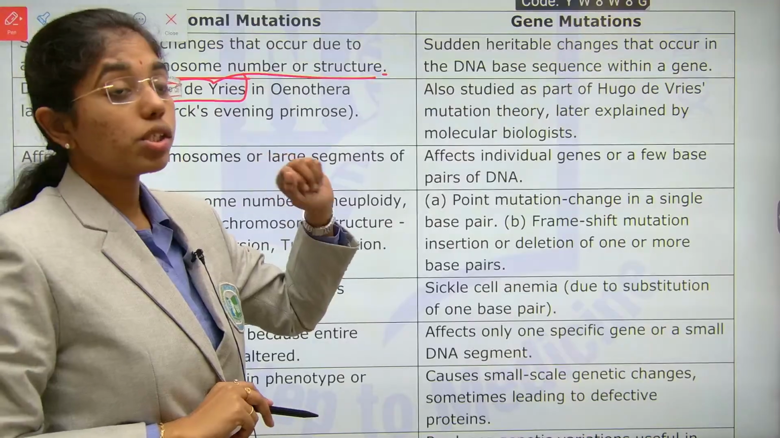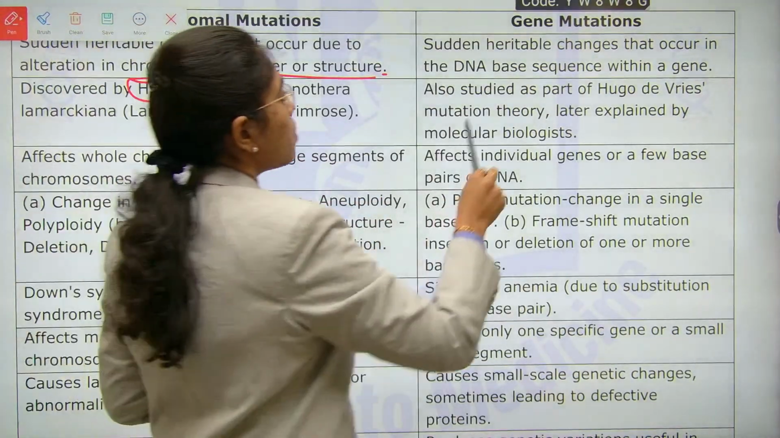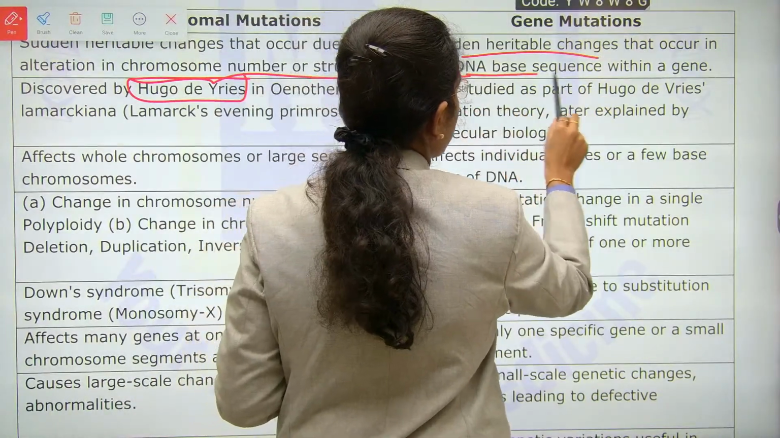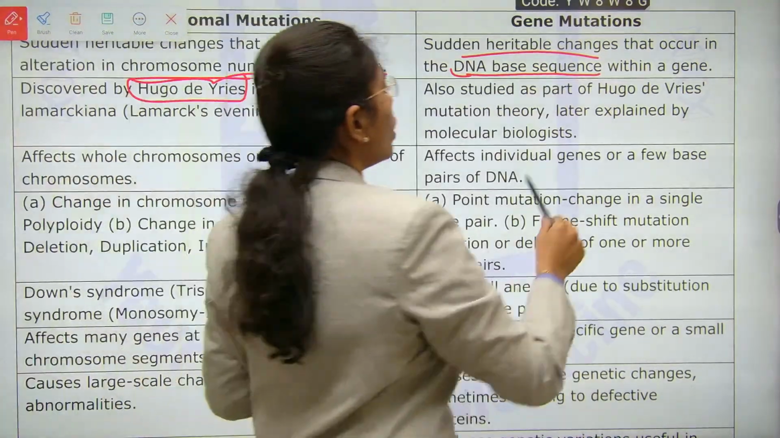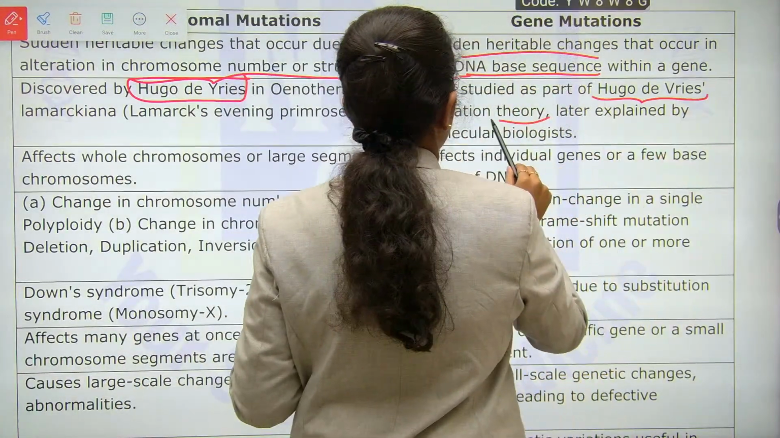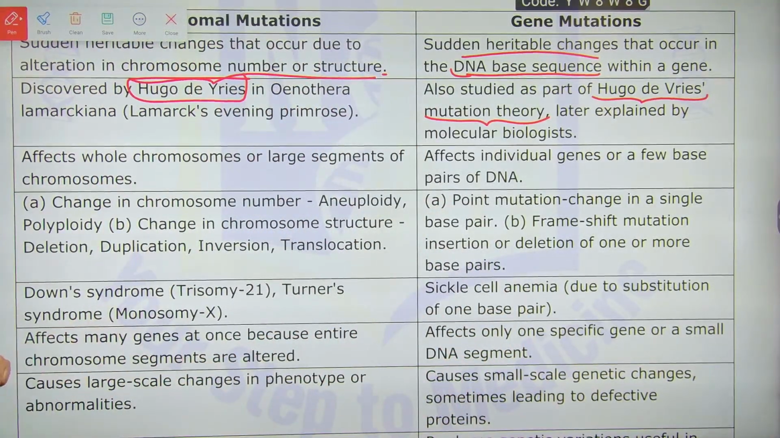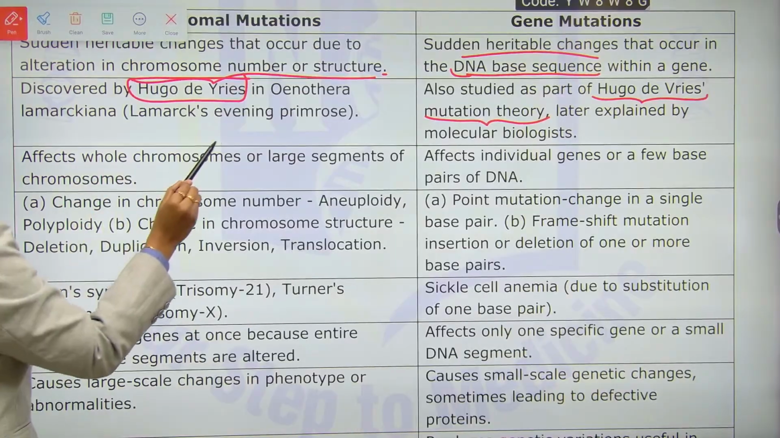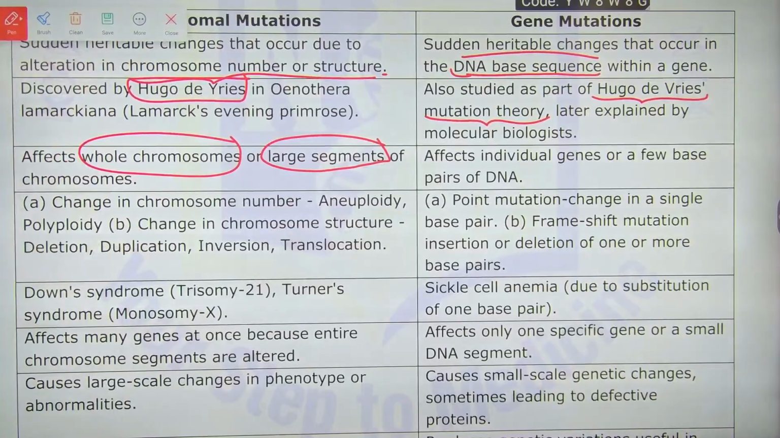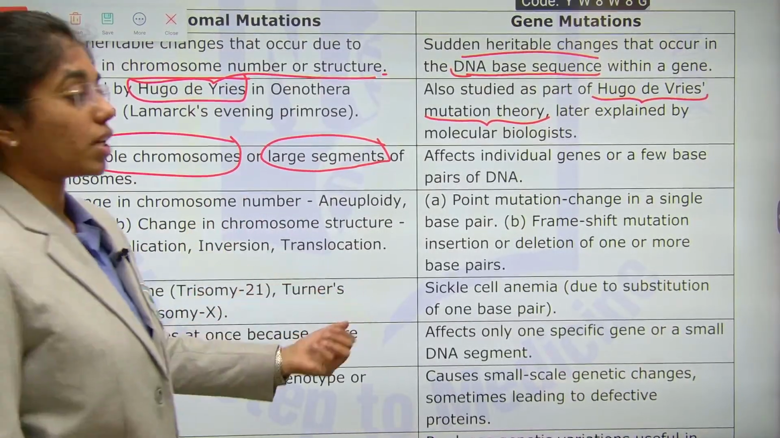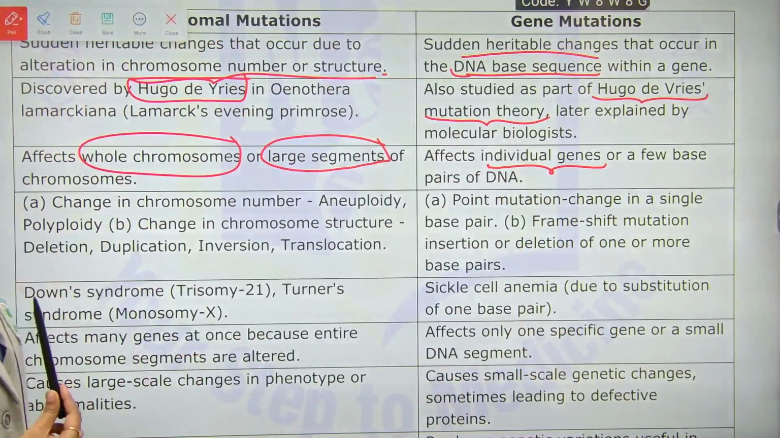Whereas gene mutations are sudden heritable changes that occur in DNA base sequences within a gene. This is also studied as a part of Hugo de Vries mutation theory. In chromosomal mutations, whole chromosomes or large segments of chromosomes are affected. Gene mutations affect individual genes or a few pairs of genes.